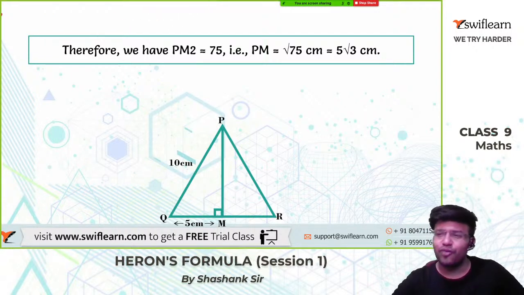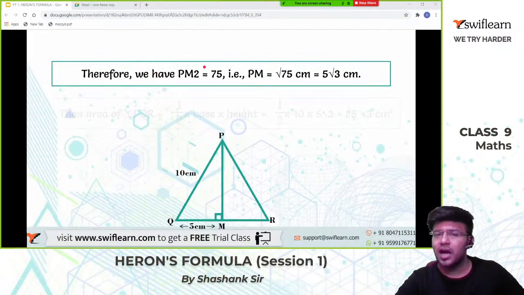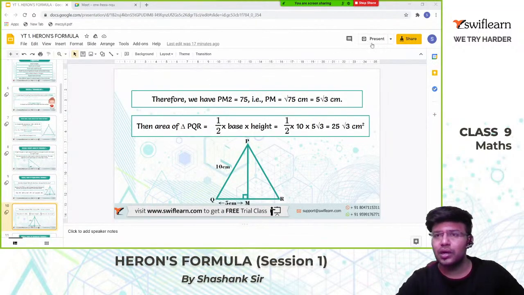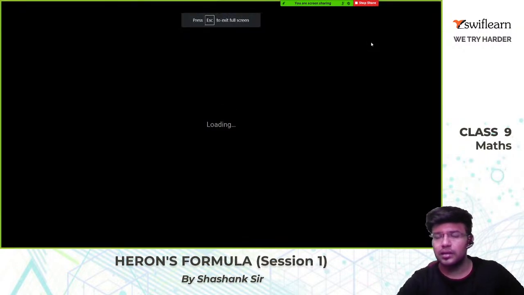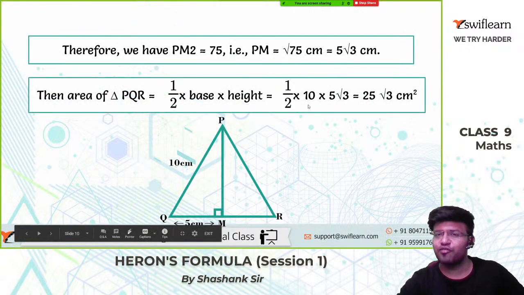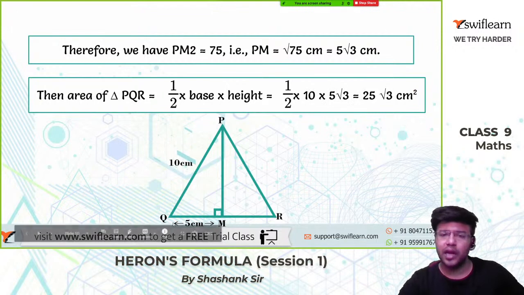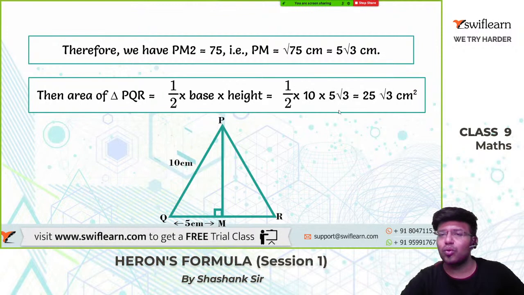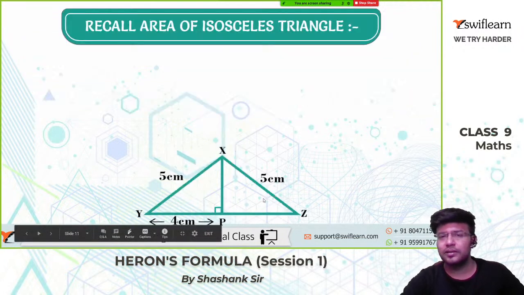Now we know the area of a triangle formula when height is given. It is half base into height. Base is 10 centimeters, height is 5 root 3. So solve this. We get 5 2s are 10, 5 5s are 25. 25 square root 3 centimeters square is the area of triangle PQR.